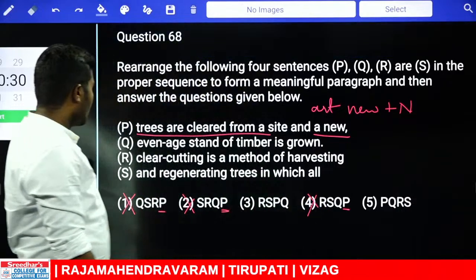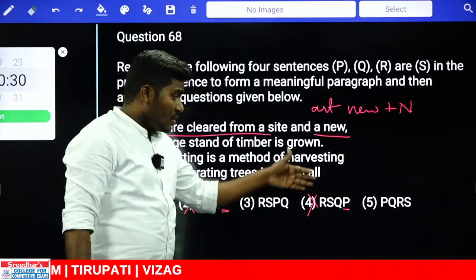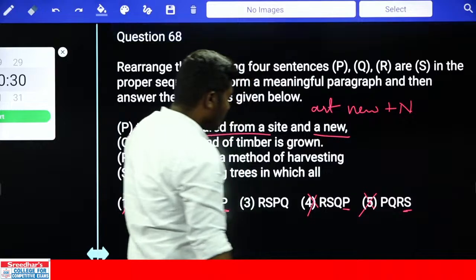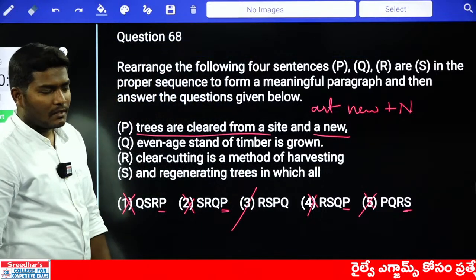Just very simple logic. Come to S. What is there in S? Trees in which all combination. In all, again we need a continuation for this S. So S cannot be used at the ending. So the answer can remain only with the third one. That is a shortcut.